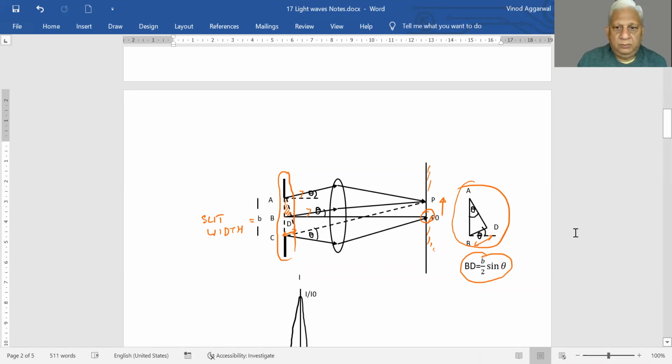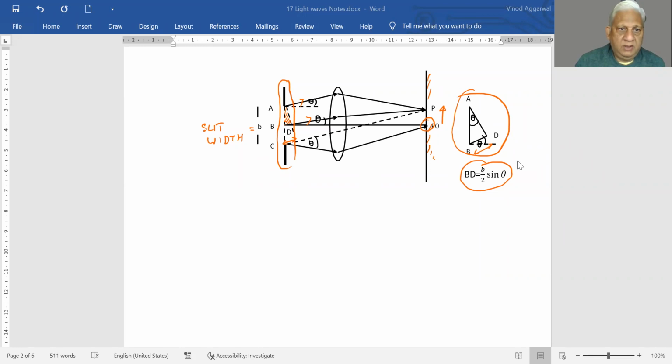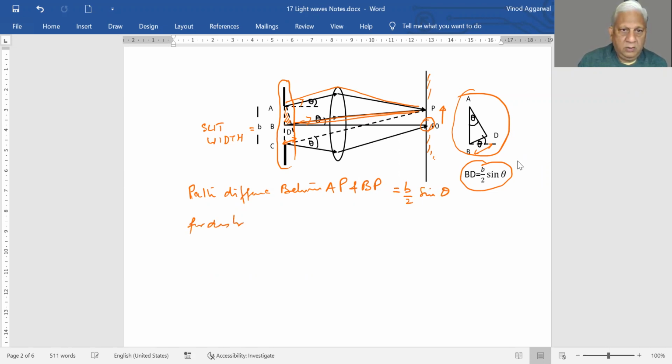Okay. Now, the path difference between AP and BP. AP is if we take this path, or BP is if we take this path. This is a phase difference which we have seen. This is equal to b by 2 sine theta. Now for destructive interference, this path should be lambda by 2, right?